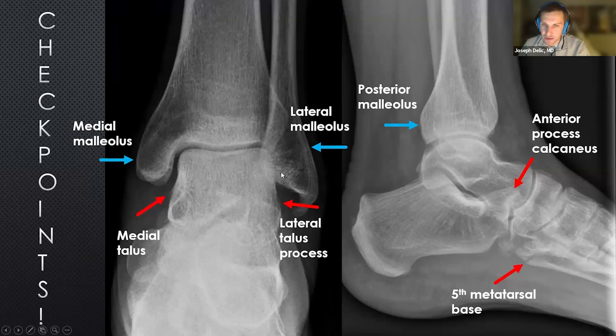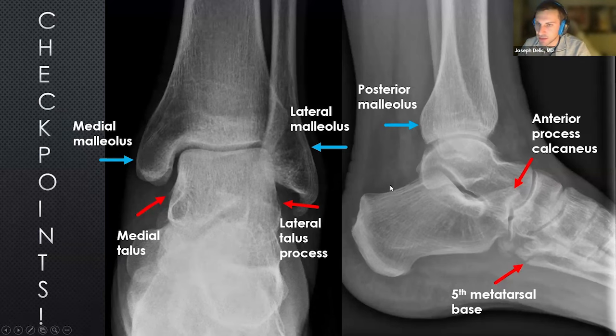But where can you also see fractures that are a little bit more subtle? Well, occasionally you can get avulsion fractures from either the medial and lateral talus. So on the AP view, I take a look at those. And on my lateral view, I have a focus on that anterior process of the calcaneus, looking through the talus to see that, as well as the fifth metatarsal base.